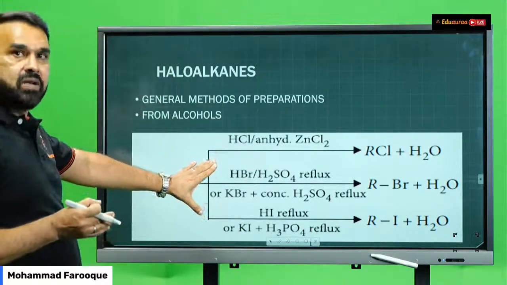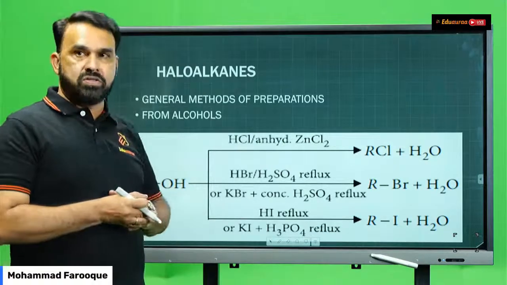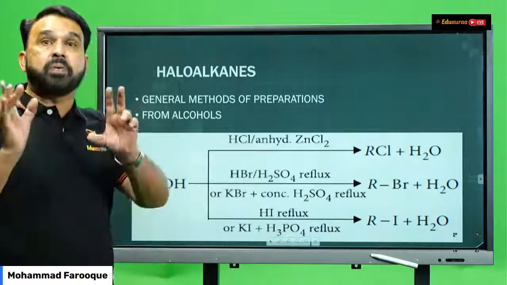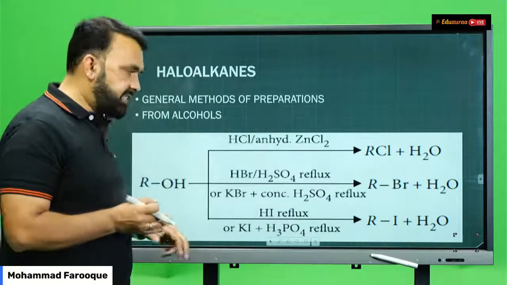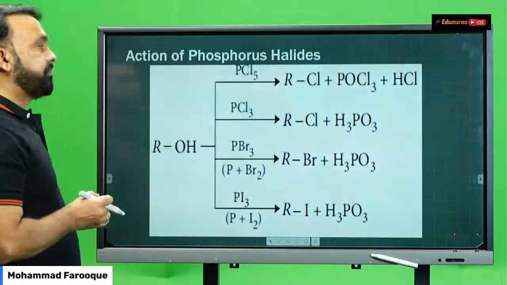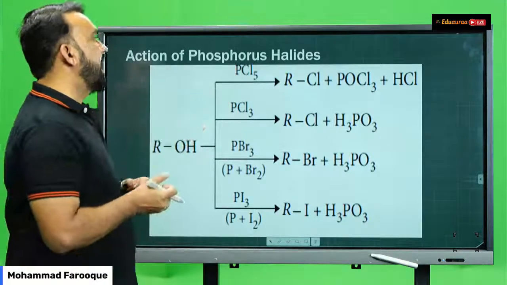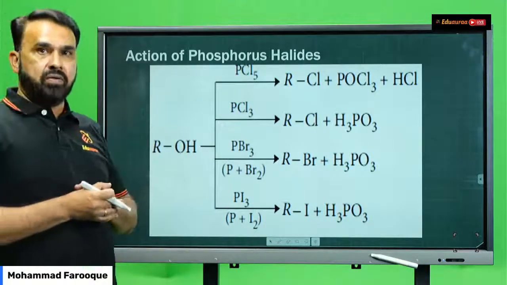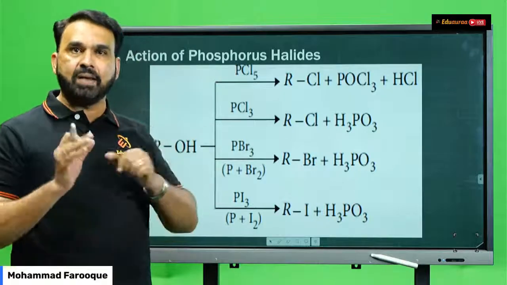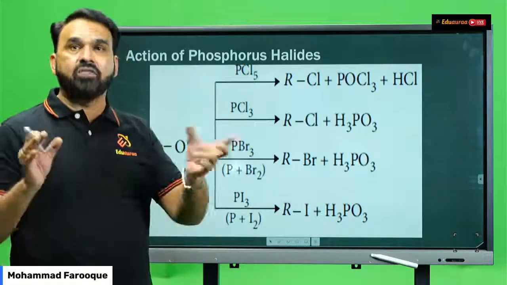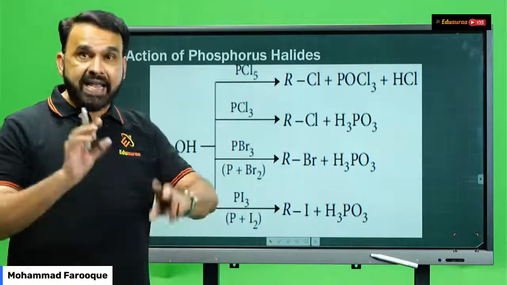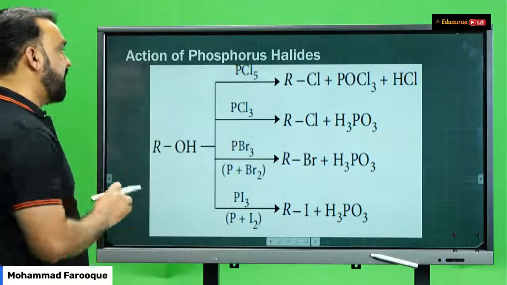This is the first method of preparation, starting from alcohols. You can use alcohols to prepare alkyl halides in the next method also. That is the action of phosphorus halides on alcohol. Phosphorus halides are of two types: phosphorus trihalide and phosphorus pentahalides. That is a PX3 molecule and a PX5 molecule.